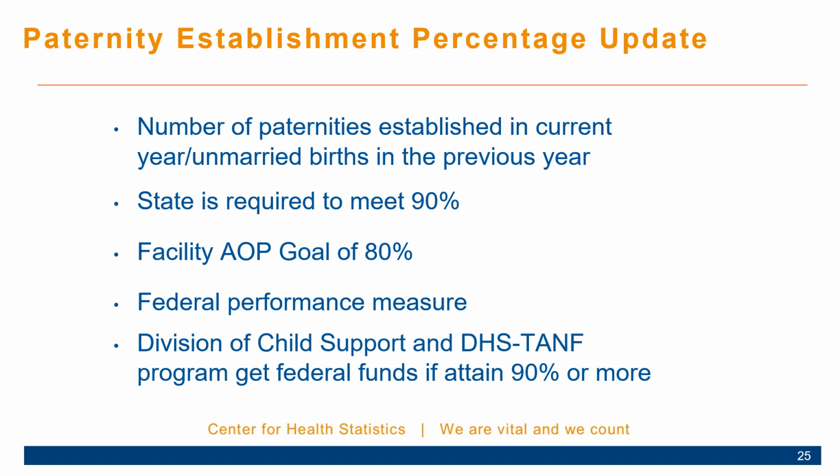And it's just a way for the federal government to measure established paternities. And by meeting this goal, it ensures that the Division of Child Support and the TANF program, which stands for Temporary Assistance for Needy Families, will get their funding. And it's Oregon's way of providing assistance when families need it most. Both the TANF program and the Division of Child Support are programs designed to help kids. By making sure we meet our PEP percentage requirements, you as birth information specialists and the state of Oregon ensure funding for these programs.